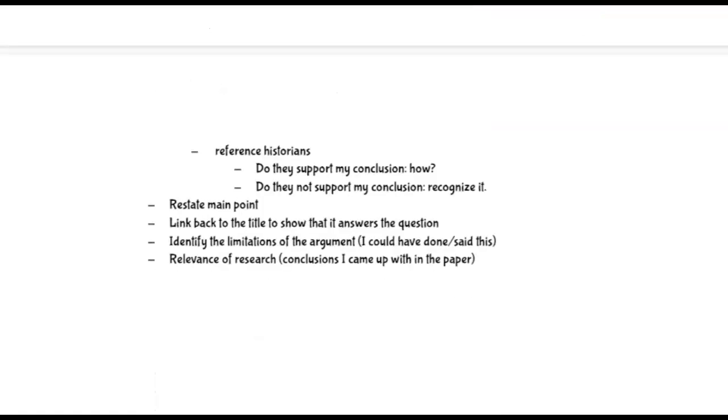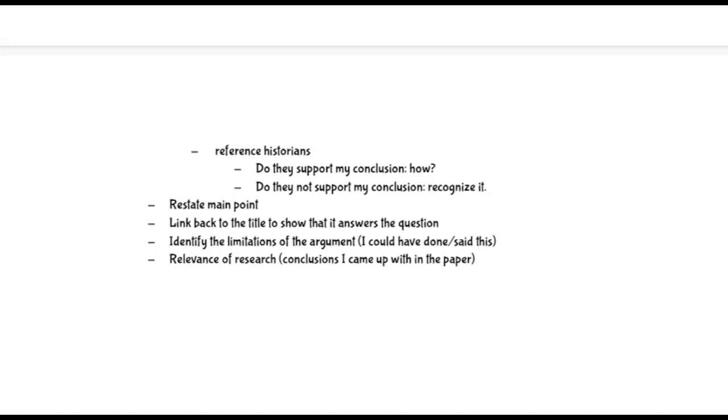Reference any historians that you possibly can. This person who's very important, okay, Ian Kershaw, for example, first historian's name that comes to my mind, he agrees with me because of this, this, and this. This we can see right through here. Those who do not support my conclusion, someone who would state this, here's why this is wrong, but this is what they think. So just recognizing that there are other perspectives, restate the main point, okay?